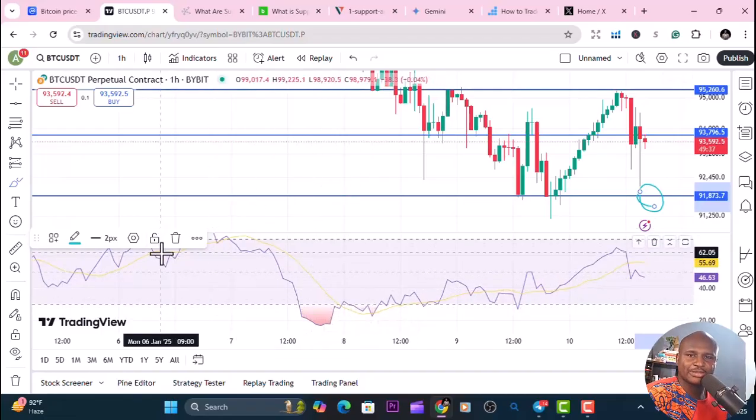So this is me. This is how I do my support and resistance. As a newbie, you need to learn. I know it's simple. Just take your time, understand it. Do it multiple times. Identify your zones, and you are good to go. And that can also help you to enter your trades.